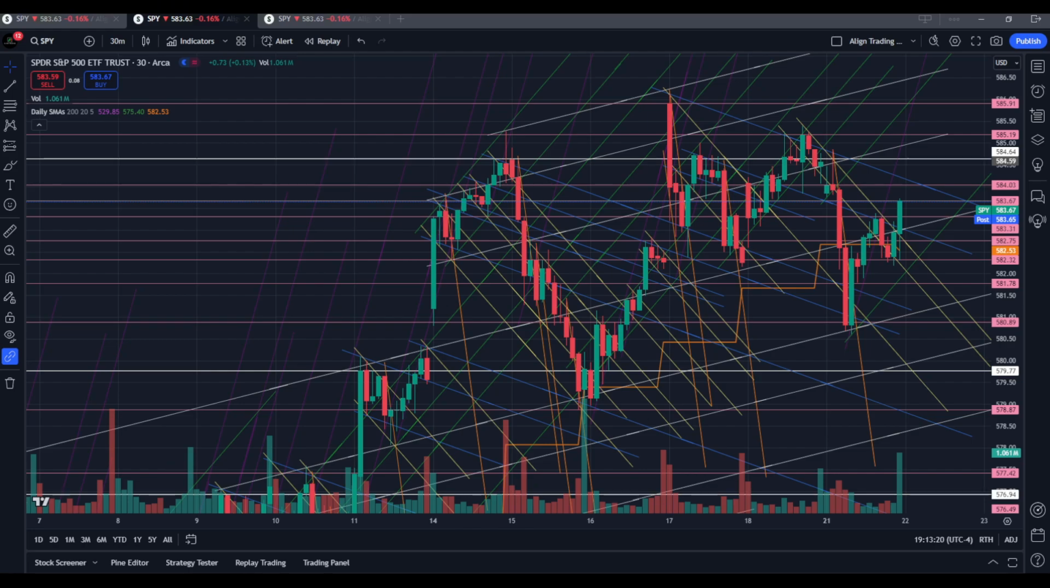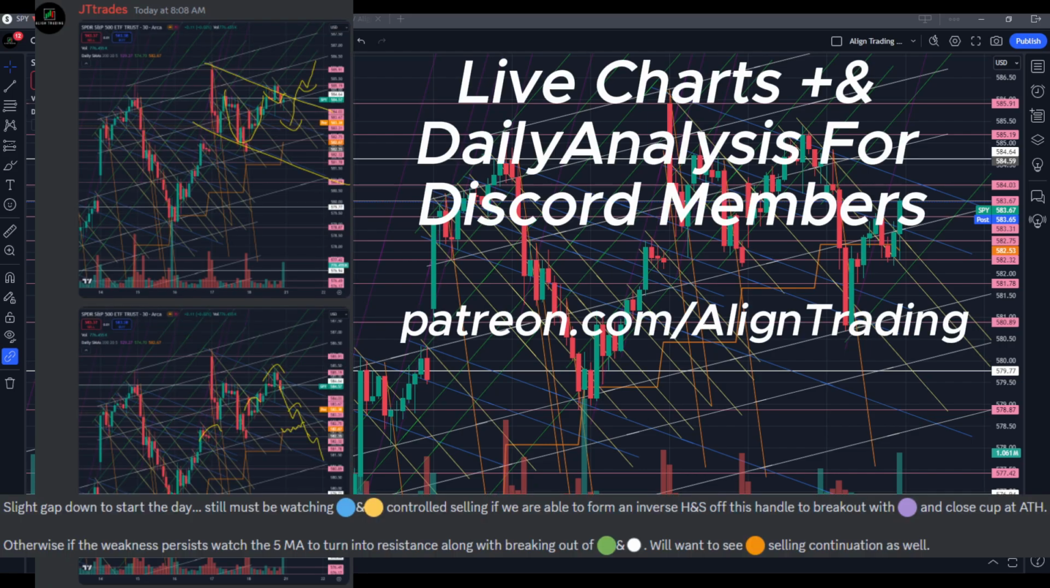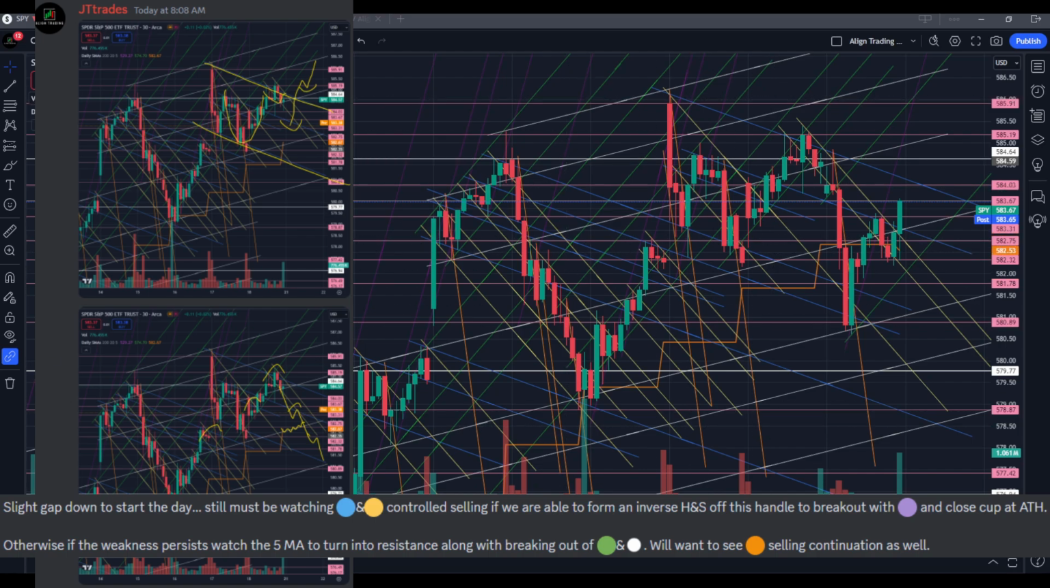Watching into tomorrow. So the first thing that I explained in the pre-market brief for Discord members was to be watching with this small gap down that we started with today. If we were in this yellow and blue controlled selling right here that you can see, you needed to see us forming this inverse head and shoulder right here and breaking out of that blue, which we were unable to do. And I also explained that you have to be paying attention to this head and shoulder right here.